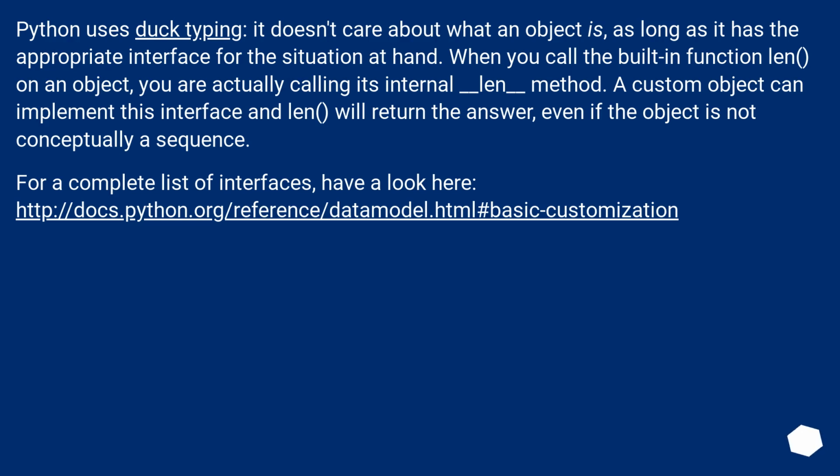Python uses duck typing. It doesn't care about what an object is, as long as it has the appropriate interface for the situation at hand. When you call the built-in function len on an object, you are actually calling its internal __len__ method. A custom object can implement this interface and len will return the answer, even if the object is not conceptually a sequence. For a complete list of interfaces, have a look here, this URL.